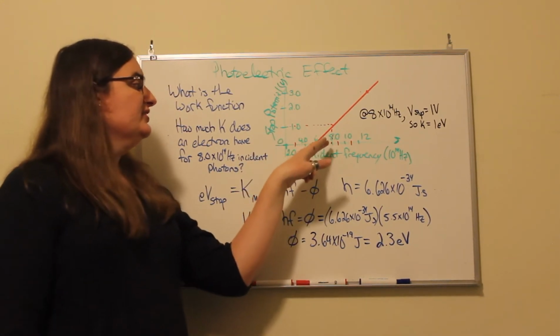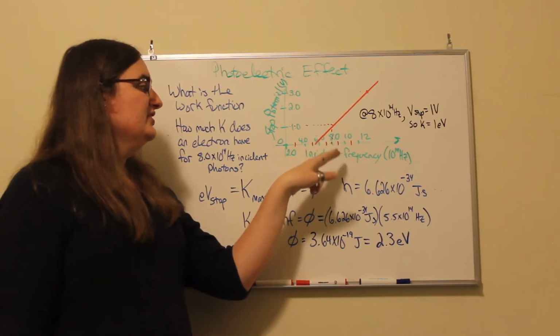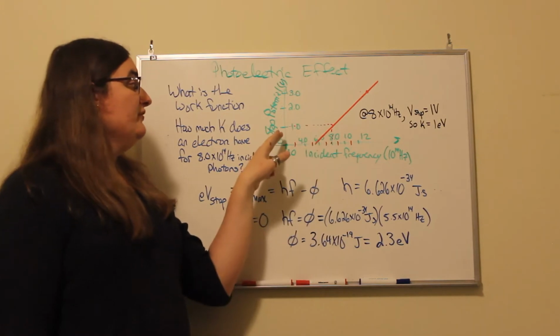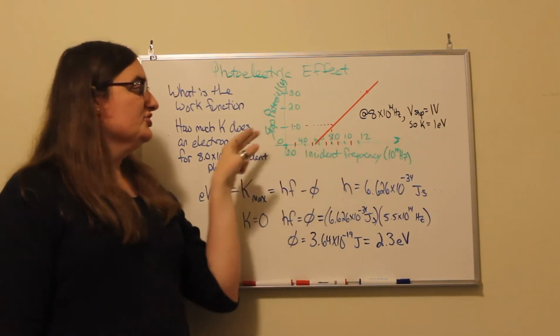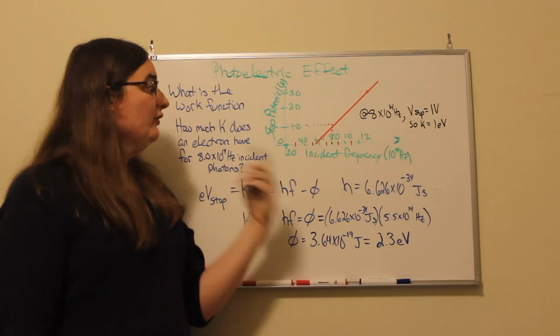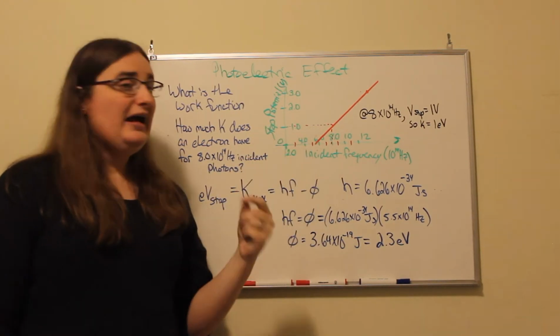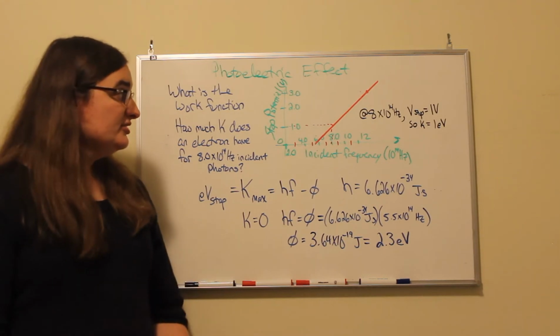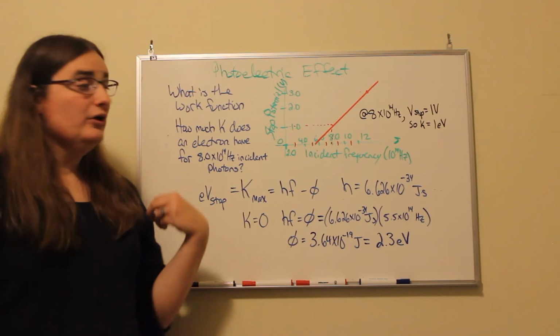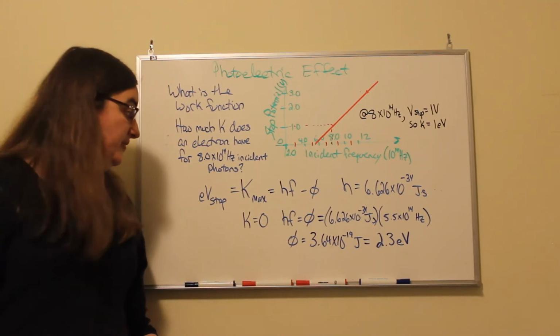And if we take a look at this graph, going to the incident frequency of 8 times 10 to the 14 hertz, we have a graph of stopping potential versus frequency. So reading off there, it would take about 1 volt of stopping potential at 8 times 10 to the 14 hertz. So that means the electron would have 1 electron volt of kinetic energy.